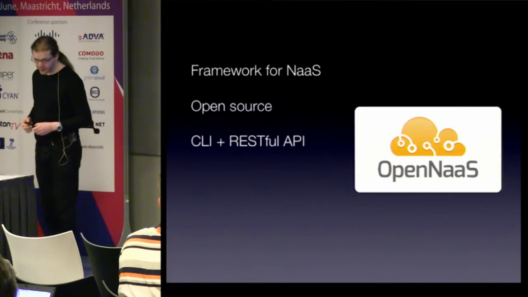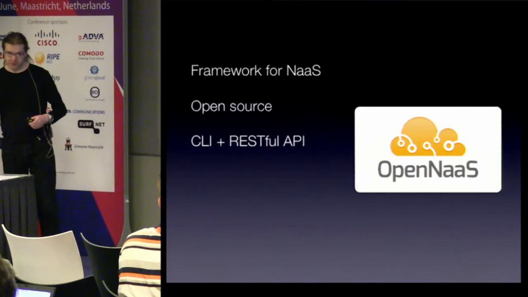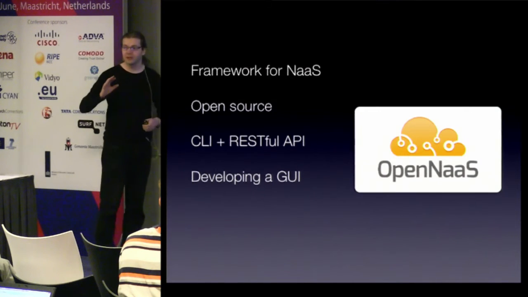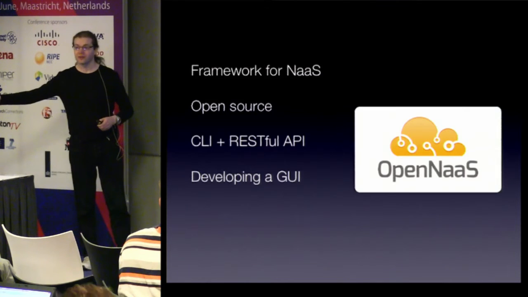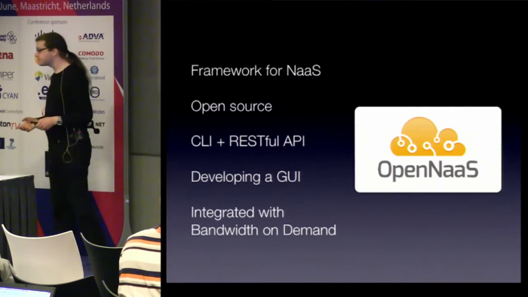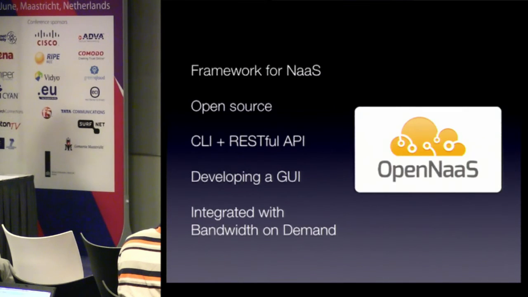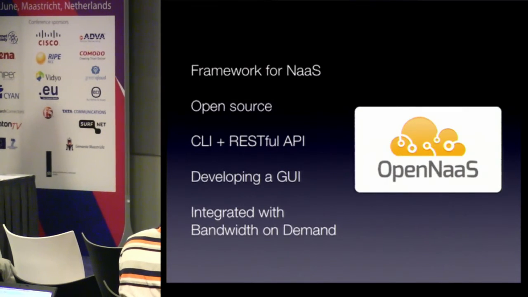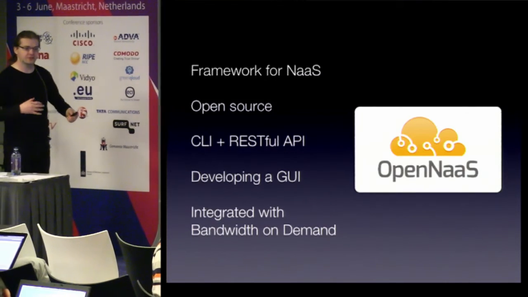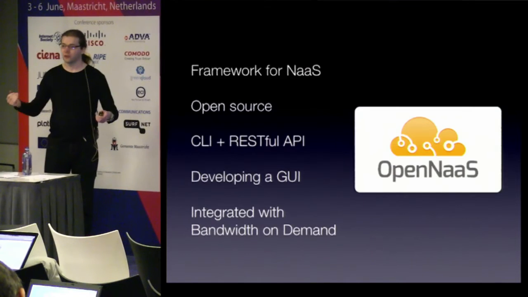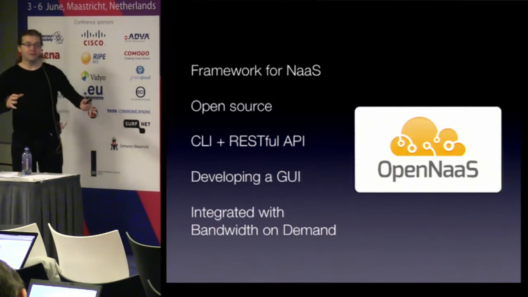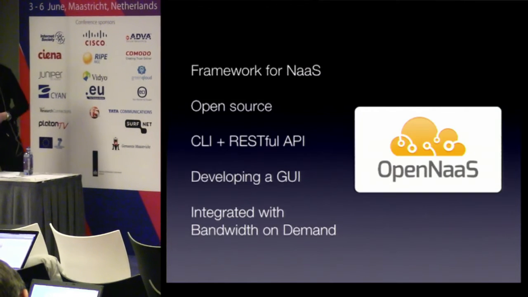It's open source; you can download it today, right now. There's a command line interface and a RESTful API, which is how we developed the GUI that you saw there. And it's integrated with Bandwidth on Demand. That was the benefit for me there, because instead of setting up a special way to interface with HEAnet's point-to-point network, we're able to just go straight to Bandwidth on Demand and make the same request, even though that request lies entirely inside HEAnet. We thought, why not do it that way?